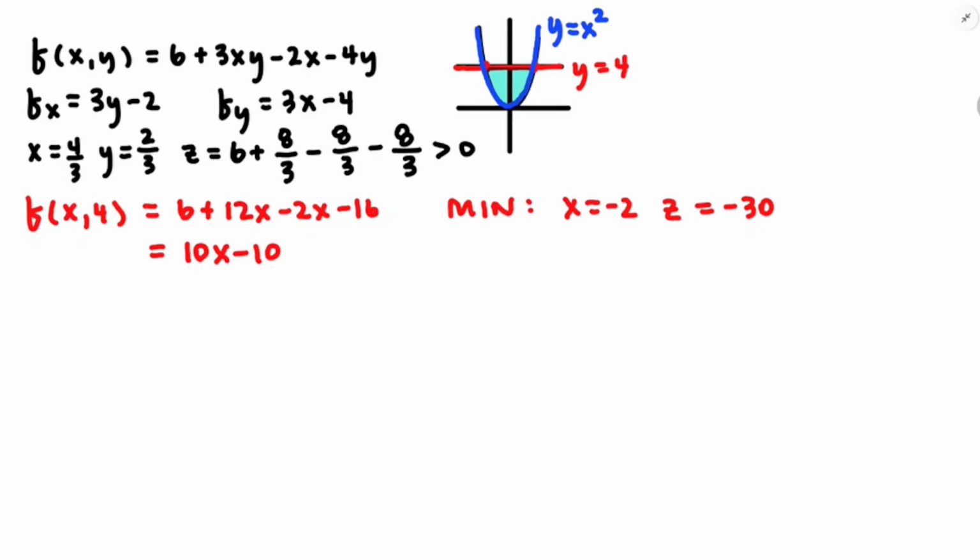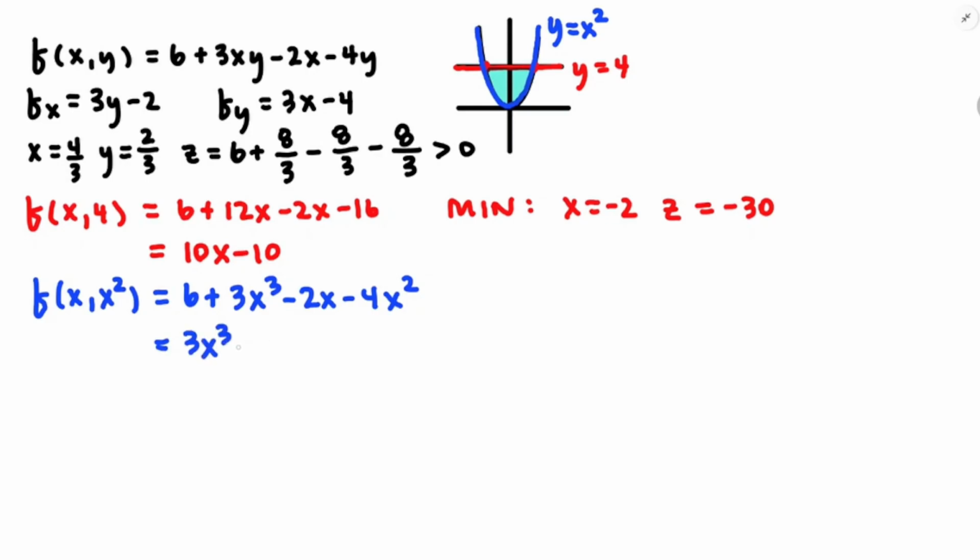But otherwise, it would just be really intensive on the computation because of the polynomial we're about to encounter. So I'm going to have f of x and y equals x squared. That's going to equal 6 plus 3 times x squared, minus 2x and minus 4y, which is now x squared. So if I was to write that in a more standard form, it'll be 3x to the third minus 4x to the 2 minus 2x plus 6.